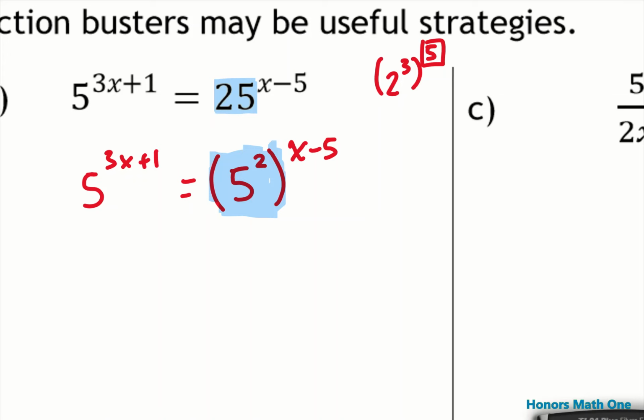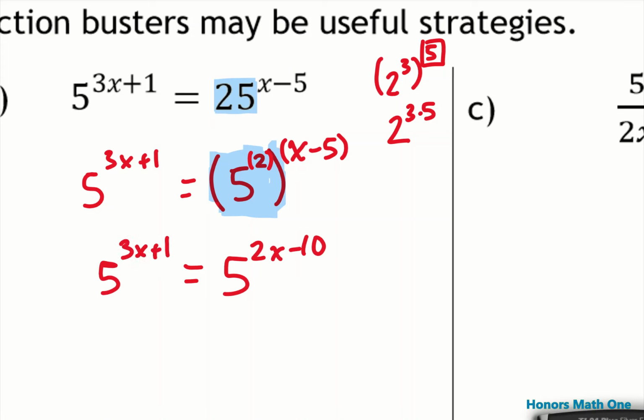So I don't do that all the time. I just say, oh, this is the same as 2 to the 3 times 5 power, because I know that law of exponents. Well, the same thing here. I'm going to multiply this 2 times x minus 5. So that right-hand side of the equation can become 5 raised to the 2x minus 10 power. And over on the left-hand side, it's still 5 raised to the 3x plus 1 power.